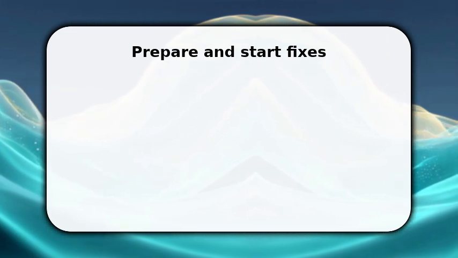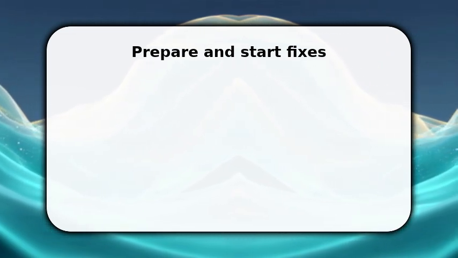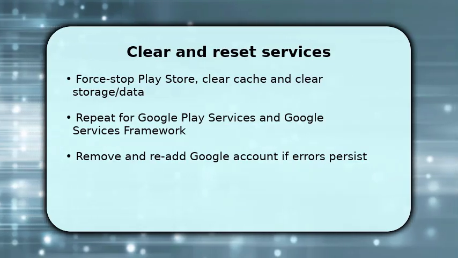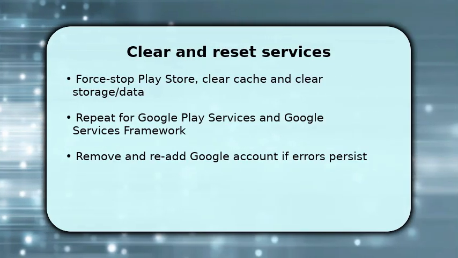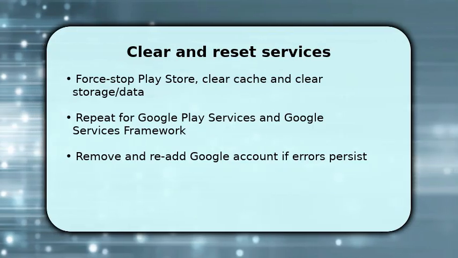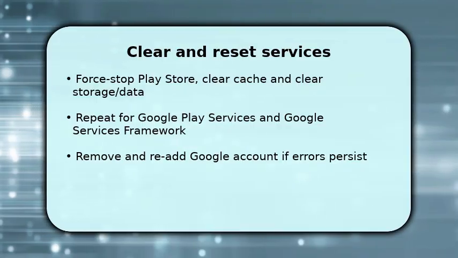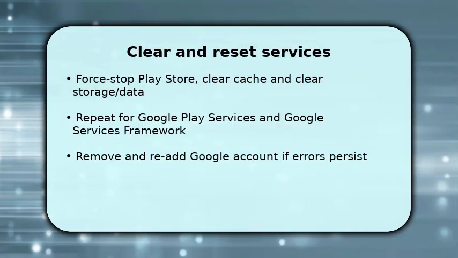You will now clear the app layers that most often cause the message. First, force stop the Play Store, then clear cache and clear storage so cache tokens and corrupted state are removed. Next, repeat the same for Google Play Services and Google Services Framework because they mediate downloads and auth.